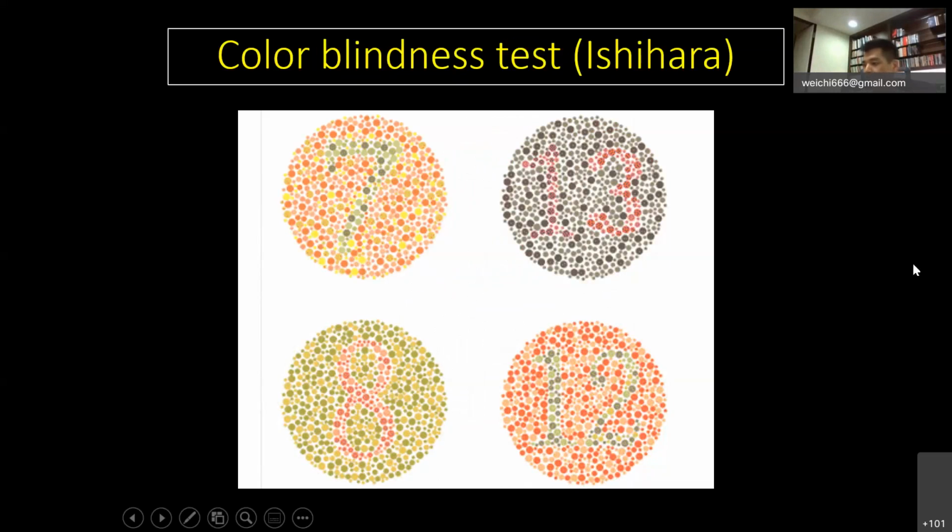And also, I think all of you might be familiar with this test, the color blindness test. Have you all had this color blindness test before?